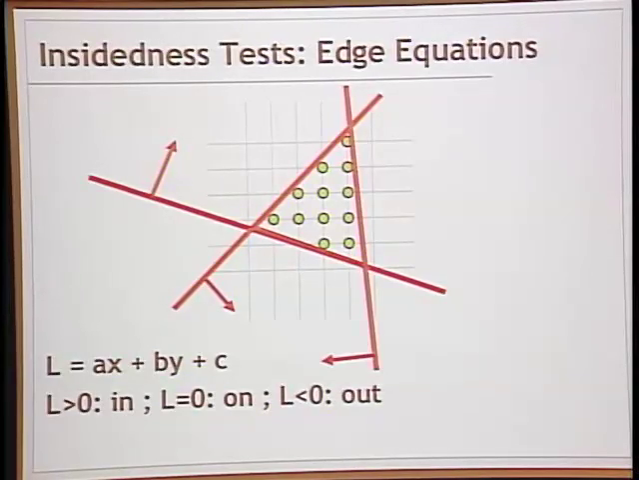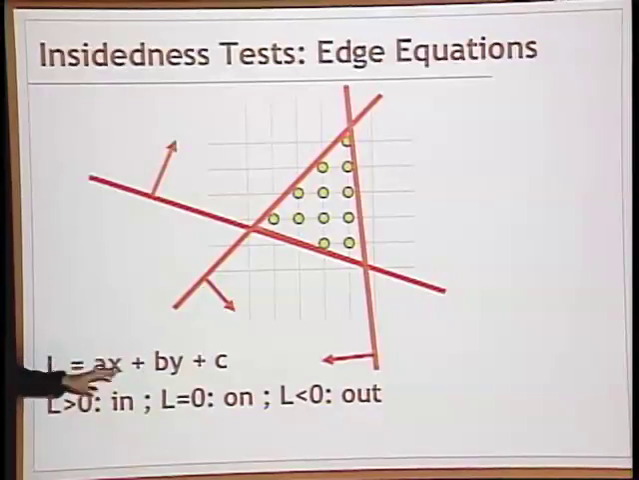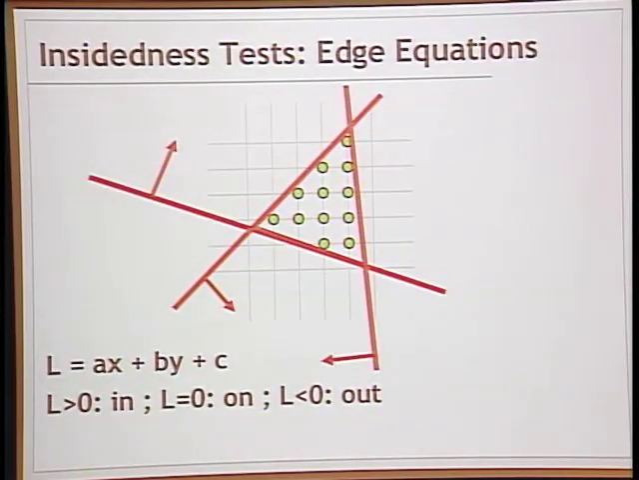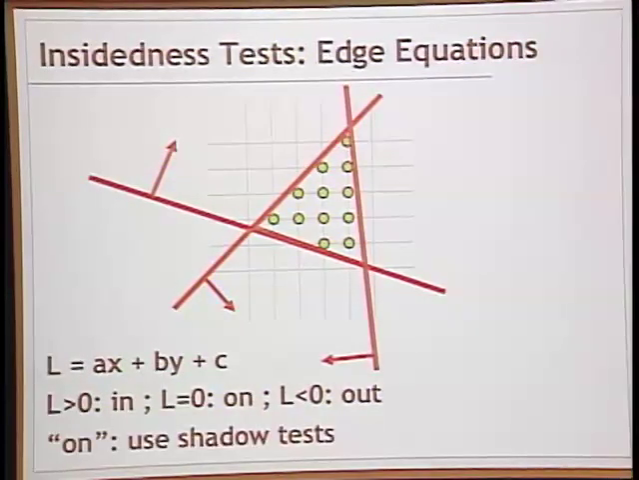Now the shadow rules are basically determined by the signs of A and B. For the right-facing, left-facing sort of thing, you can do all the math in your head. You can use this equation to tell which side of the shadow you're on, but the shadow rules are very easily determined by looking at A and B. You can build that into your rasterizer. So as we're calculating this, we use the shadow test if it's on the line.